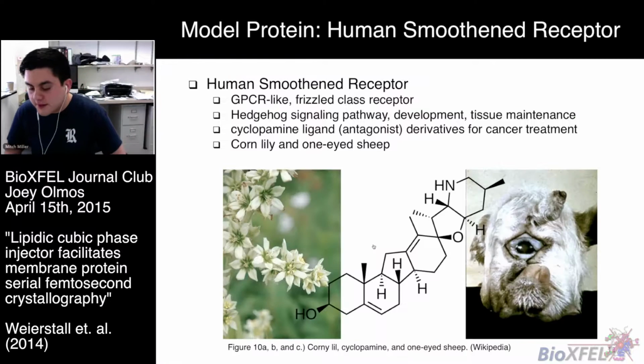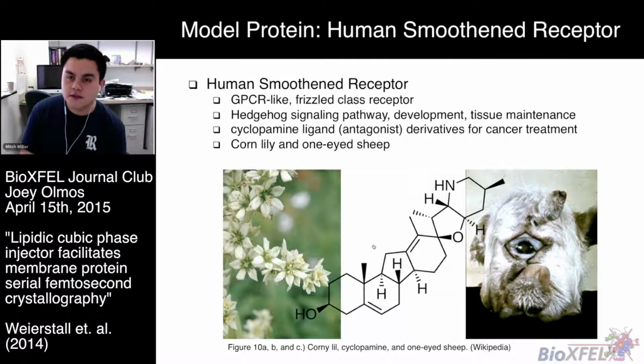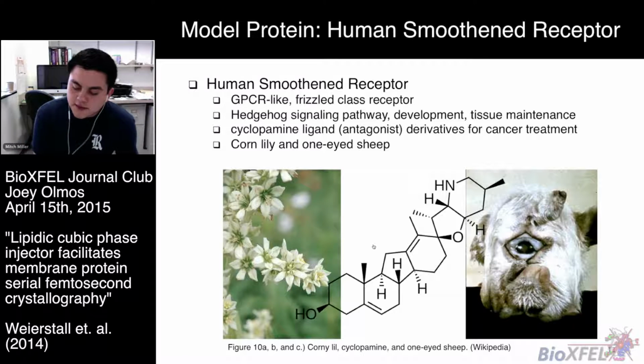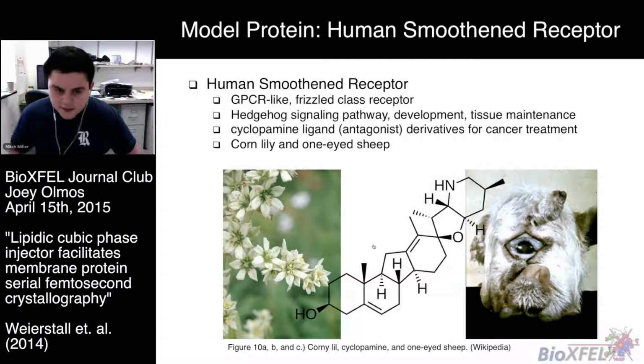So the model protein that I've been talking about that they use in this journal article is the human Smoothened receptor. It's this GPCR-like Frizzled class receptor. And again, it's involved in the hedgehog signaling pathway, so it's really important for embryonic cell development and adult tissue maintenance. It has some implications in tumor growth because of this tumor maintenance signaling characteristic.